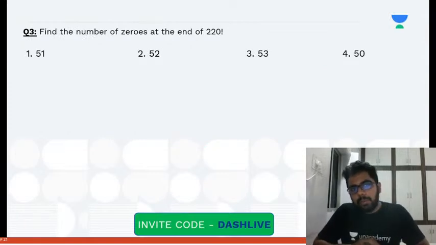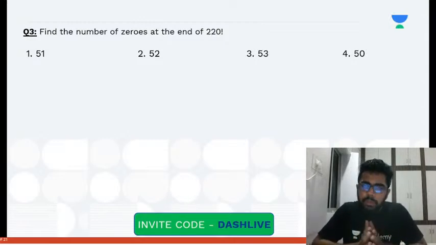Let's take a look at the third question. I think this should be easy. Find the number of zeros at the end of 220 factorial. So basically, the question is asking to find the number of trailing zeros. The number of trailing zeros means the IGP of 5. So it's a simple question, just find the IGP of 5 in this number.